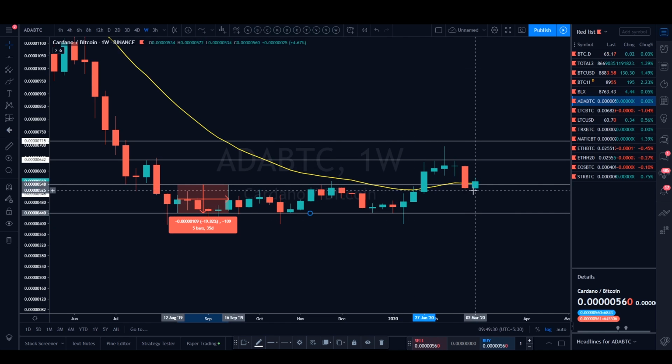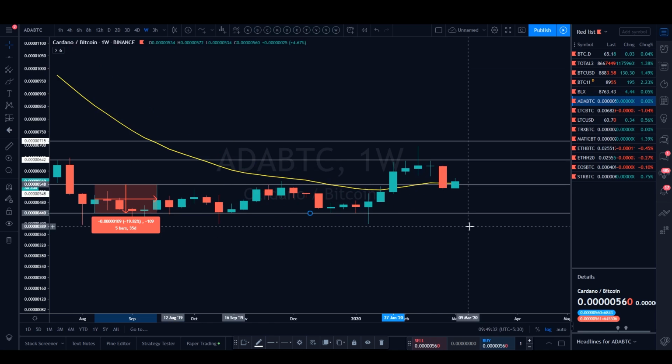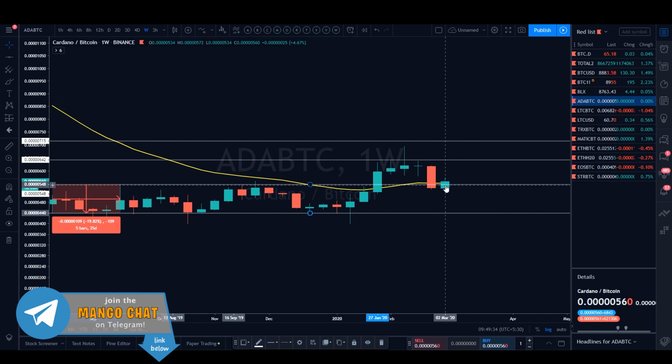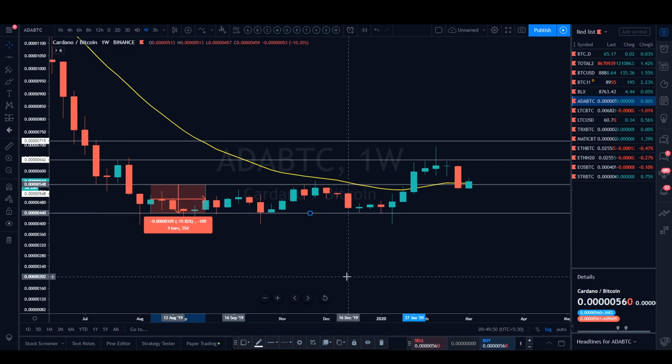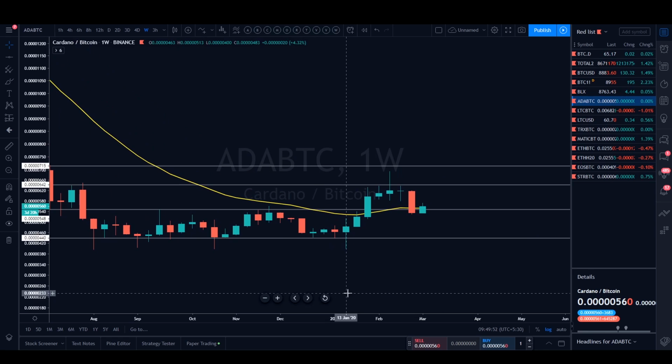So be careful, for those of you who are still in longs. But I think, you know what, if we do manage to hold that as resistance, I may very well take a short. But that's only if we actually hold that horizontal at 547 sats as resistance. If we close over, I will definitely not be taking that short. But yeah, this is what Cardano is doing on the weekly, relative to those weekly horizontals.